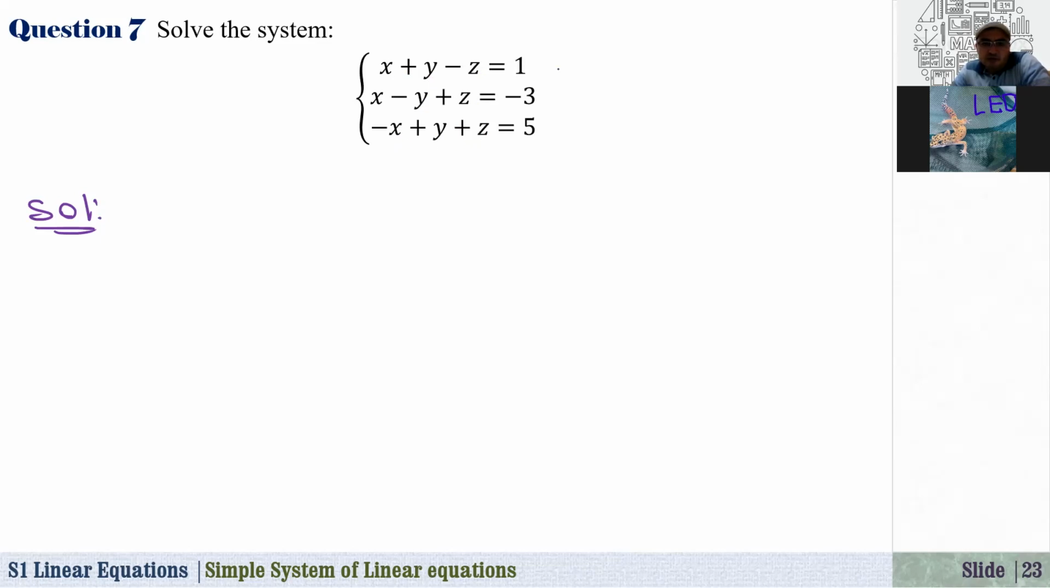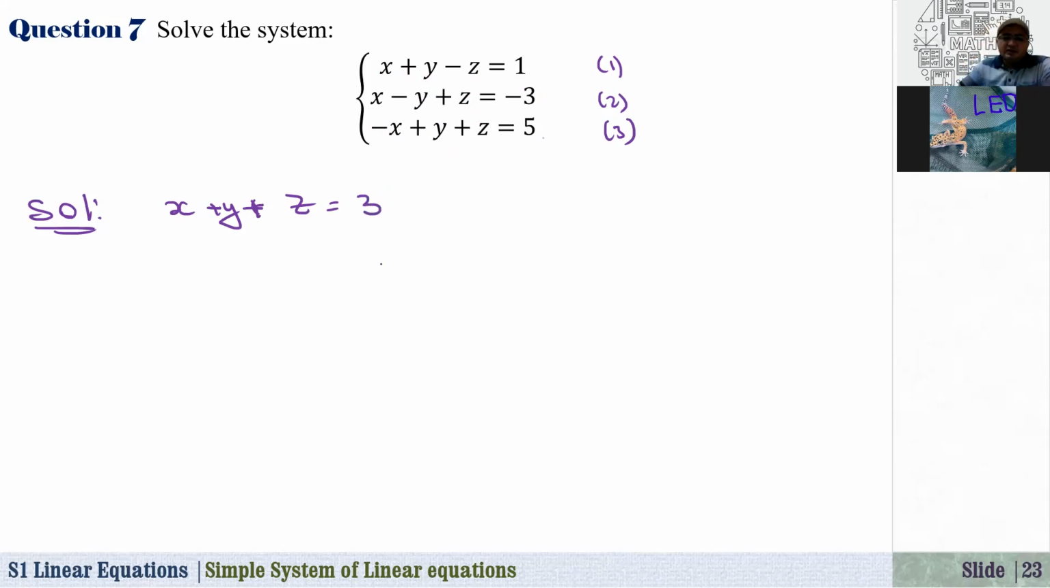Here, if you just add them all together, add equation 1, equation 2, and equation 3: x plus x minus x, that's equal to x. Y minus y plus y, that's equal to y, and minus z plus z plus z, that's equal to z. On the right-hand side, 1 minus 3 minus 2 minus 2 plus 5, that's equal to 3.